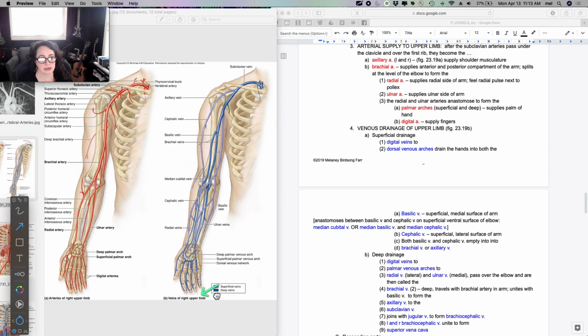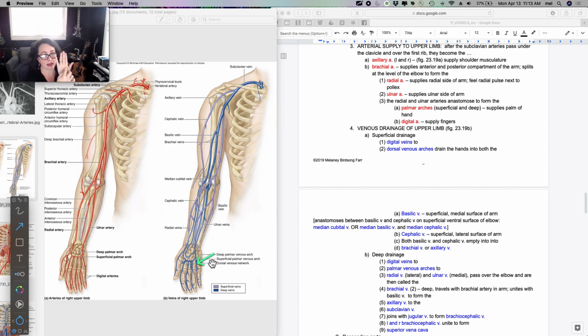So as you are delivering blood back, let's say we got it all the way to the fingers and then we're going back, you could either do superficial drainage or deep drainage. If we were doing superficial drainage, the digital veins drain into two different arches. I realize this is difficult to see, so I'm always really careful about how I ask this. So the superficial drainage is the dorsal venous arch.